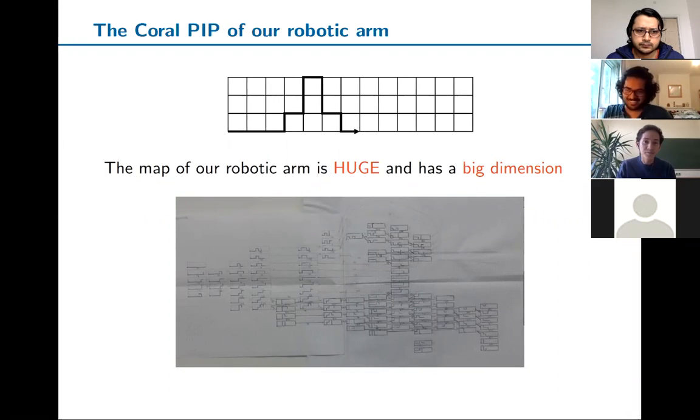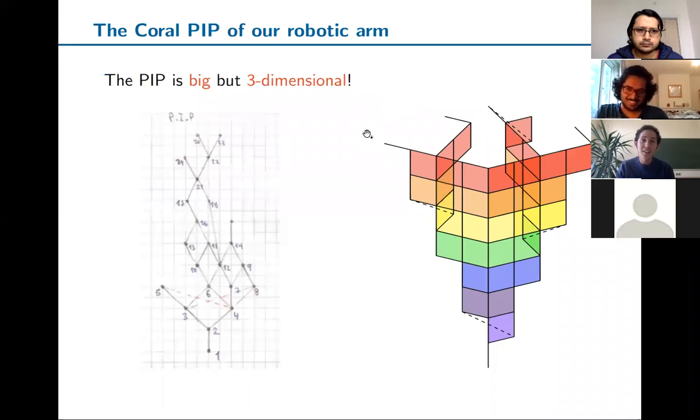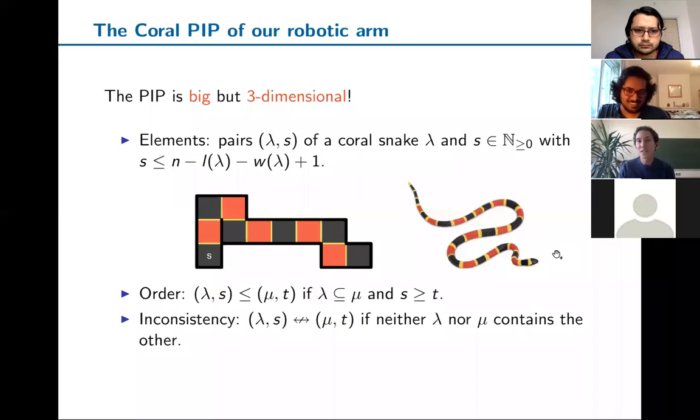But if you play with this for a while, and then you try to understand its PIP, it turns out that the PIP is much simpler. So it's still big, but at least it's 3-dimensional. It has a really nice fractal-looking structure, and you can draw it and understand it. So we were able to completely characterize these PIPs for these robotic arms. And the elements of a PIP can be described combinatorially in very simple ways.